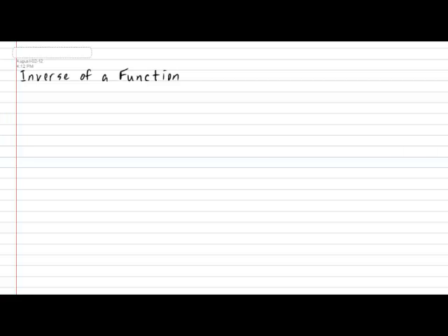So in your notebook, please put down the subtitle, Inverse of a Function. So what does inversing a function mean? Well, the word inverse means to reverse. So quite naturally, the definition of inversing a function is the following.